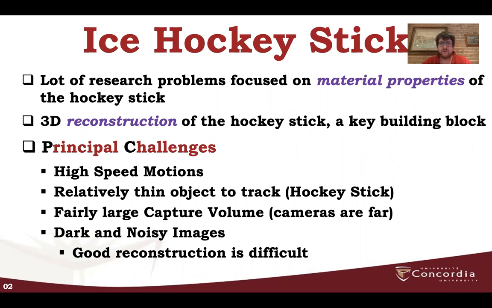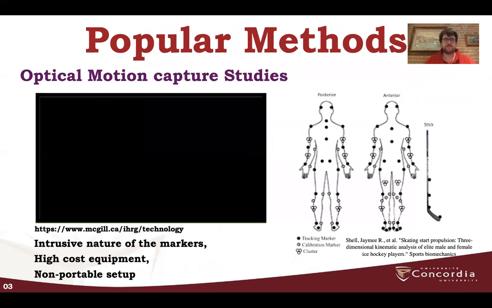Hockey shots are very high-speed motions, and the hockey stick is a relatively thin piece of geometry immersed in a relatively large capture volume. In addition, because of the speed of the shot, the images are generally dark and noisy.